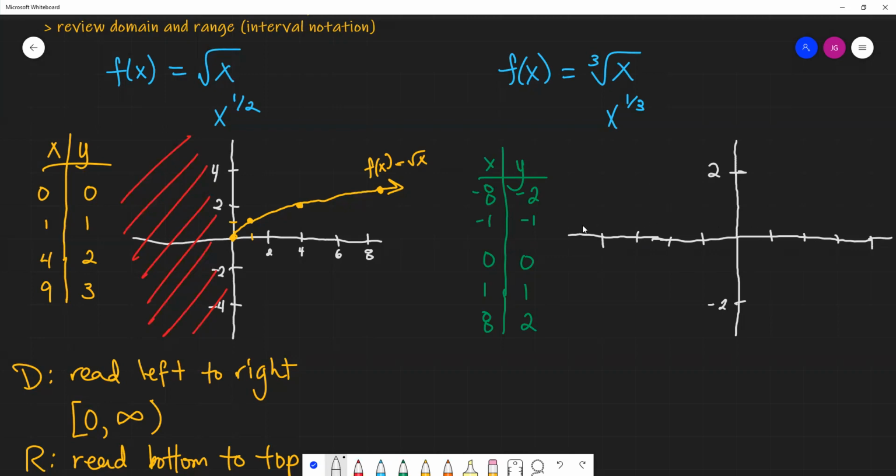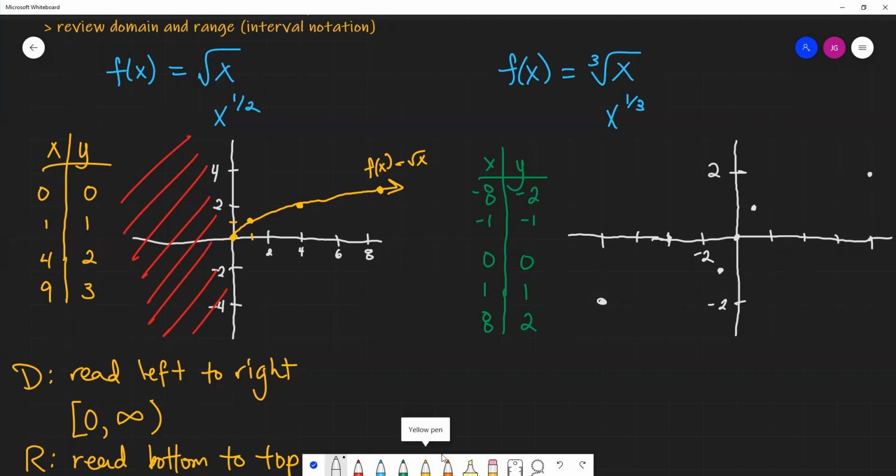So at -8, I'm at -2. At -1, I'm at -1, so right here. And then 0, 0, 1, 1, and then 8, 2.